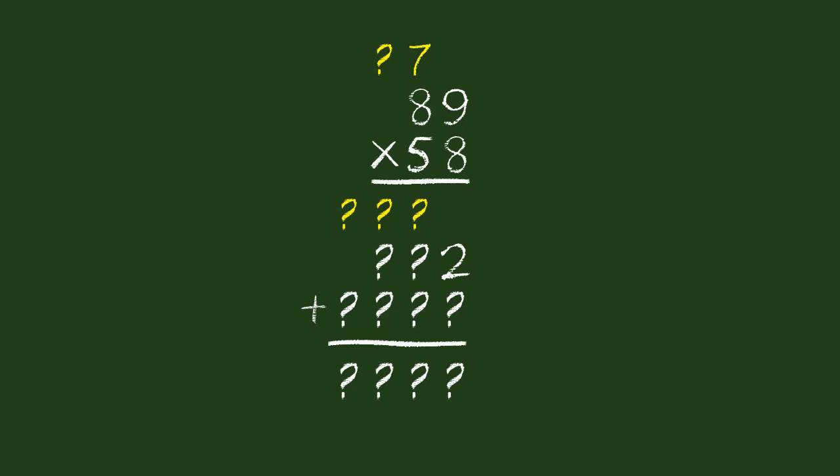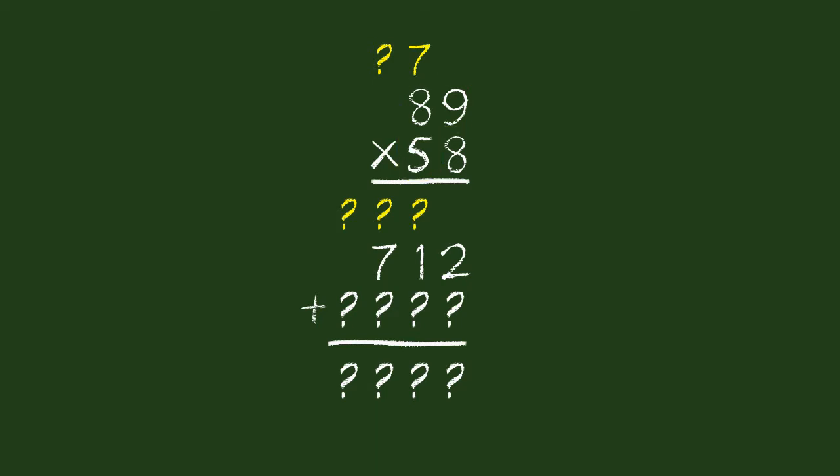Now multiply 8 times 8. 8 times 8 equals 64, and we need to add the 7 in the ones carry location to this. 64 plus 7 equals 71. Put the 1 of the 71 in the tens answer location and the 7 in the hundreds answer location. Now we can multiply 89 times 50.